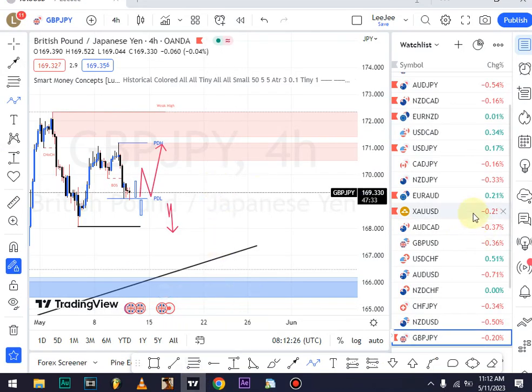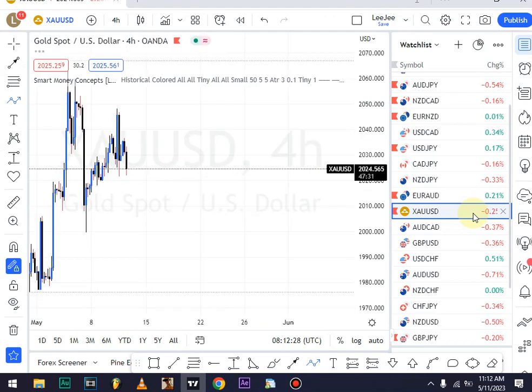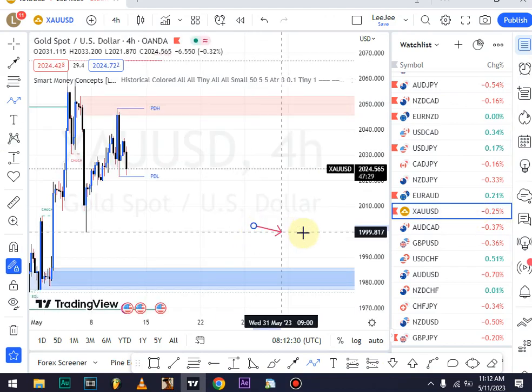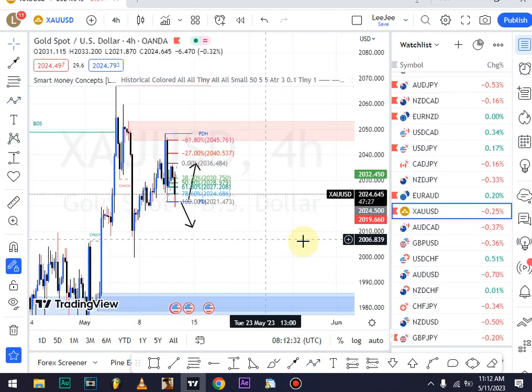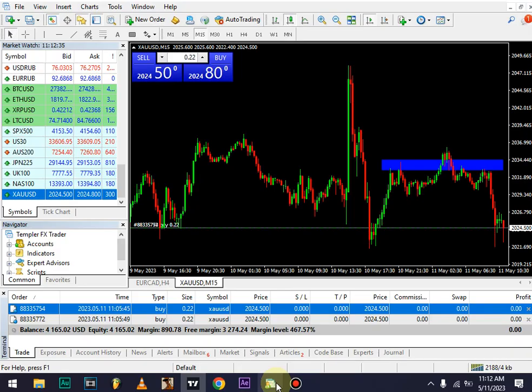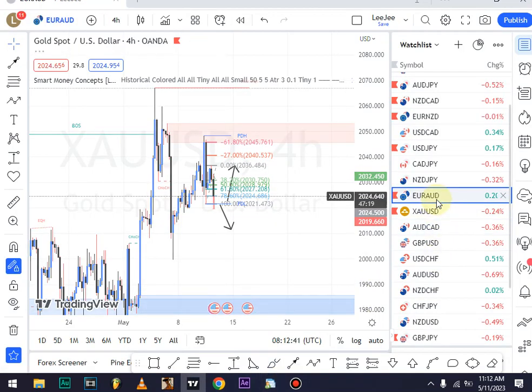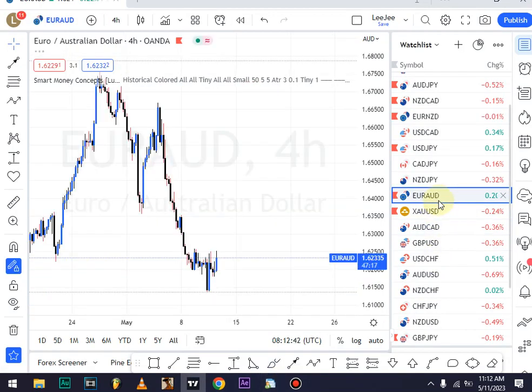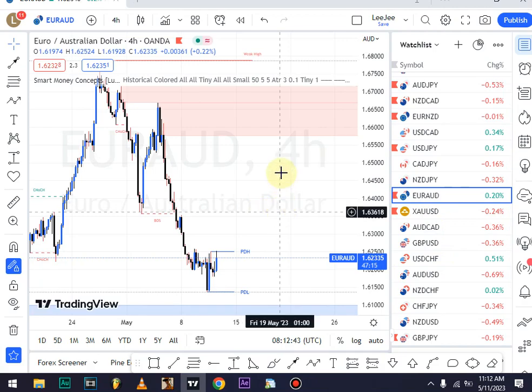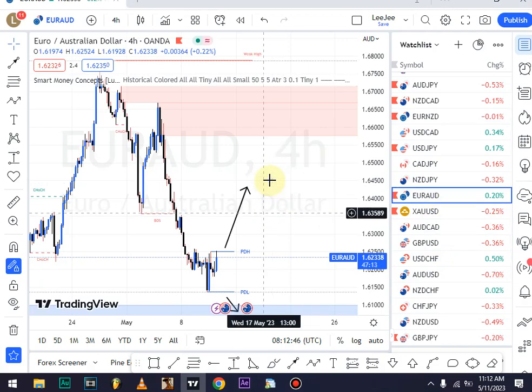All right, let's check our gold. It's still playing out. Oh, come on. It's still playing out. And let's see, we're back to zero. $8, no problem either way. I'm just going to check on other pairs too as the gold trade plays out.